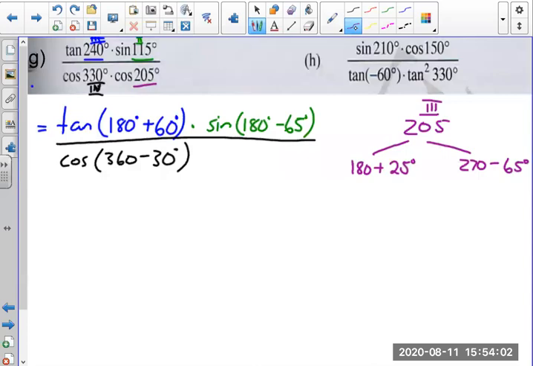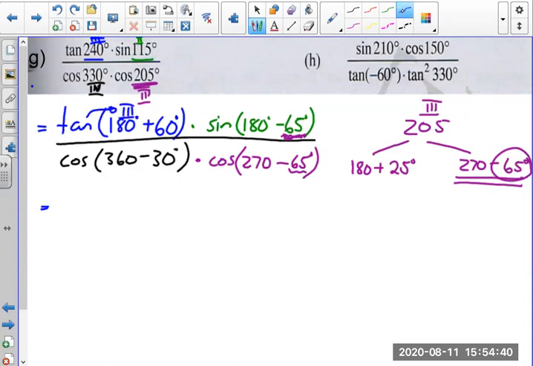Now you don't like the 270, but look here, you have a 65 there already. That's what tells you you're going to use that one where the 65 is. So you're going to write this 205 as 270 minus 65. Can you see why? Because there's a 65, and you think that they're going to cancel because it's not special angles. Okay, now we simplify further.